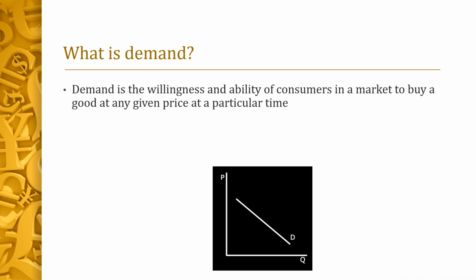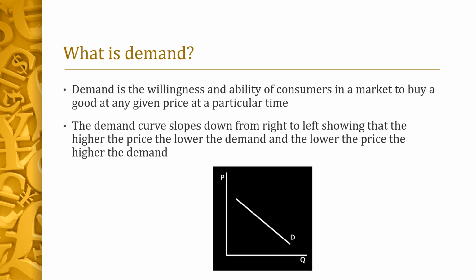I, for instance, might quite fancy having a Ferrari, but I have neither the ability to pay for a Ferrari nor the willingness to pay that amount of money for a car. My demand is not real demand. We are only counting people who might actually buy the product. The demand curve slopes down from left to right, showing that the higher the price, the lower the demand, and the lower the price, the higher the demand.